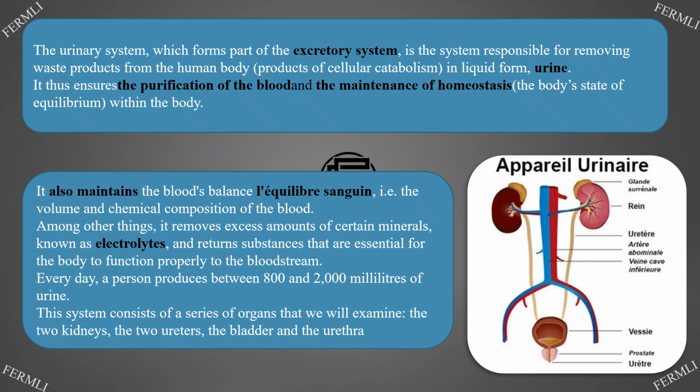Among other things, it removes excess amounts of certain minerals, known as electrolytes, and returns substances that are essential for the body to function properly to the bloodstream. Every day, a person produces between 800 and 2,000 milliliters of urine. This system consists of a series of organs that we will examine: the 2 kidneys, the 2 ureters, the bladder and the urethra.